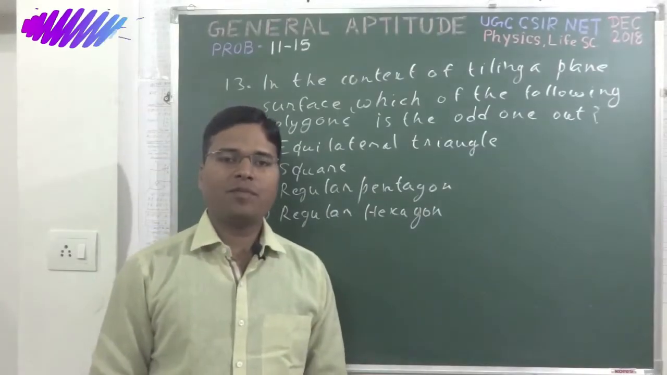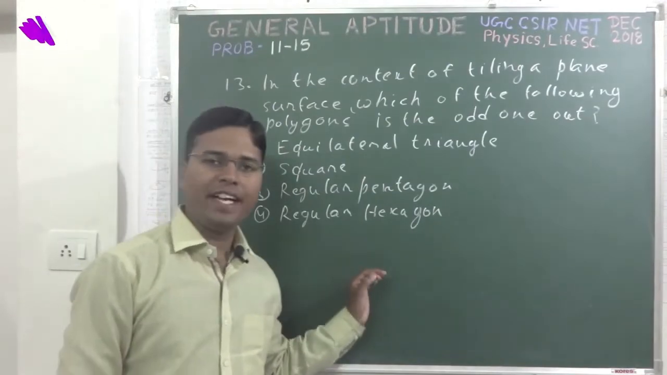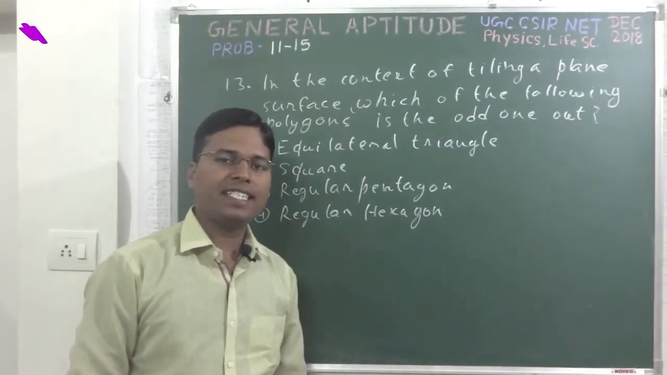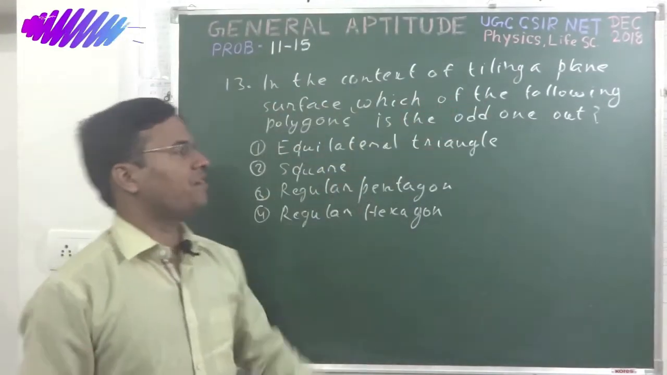Friends, here is the next problem, problem number 13. In this problem, we will have to find the odd figure out of the given 4 figures as options in the context of tiling a plane surface.